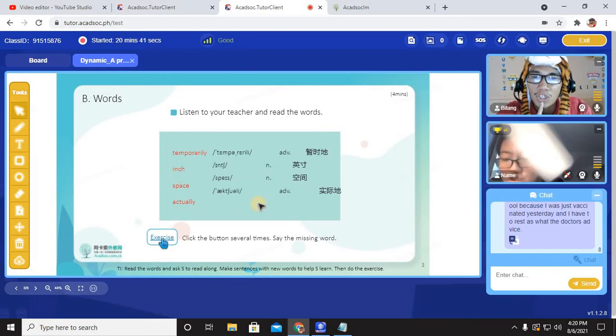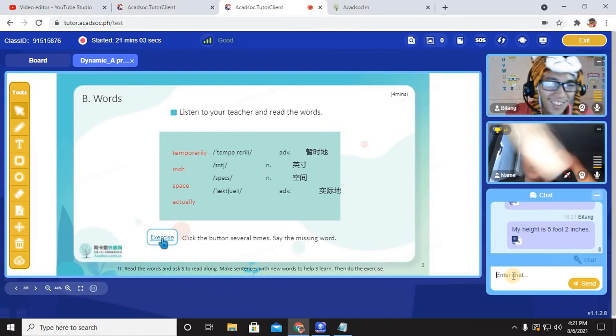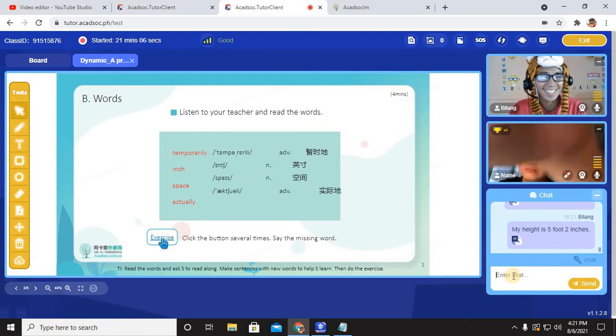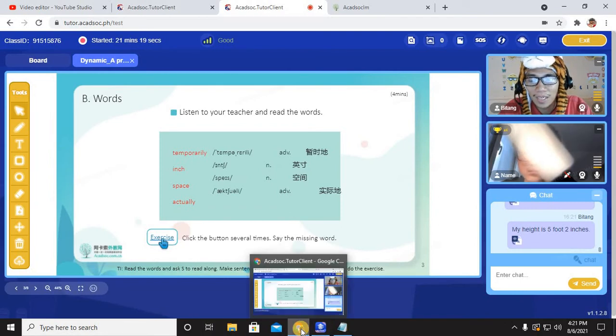Inch. Okay. I will give you an example. My height, okay, is 5 foot 2 inches. Very short. How about you? What is your height? What's the 5 foot? Okay. When you say 5 foot, it is actually determining how tall you are using a measurement.